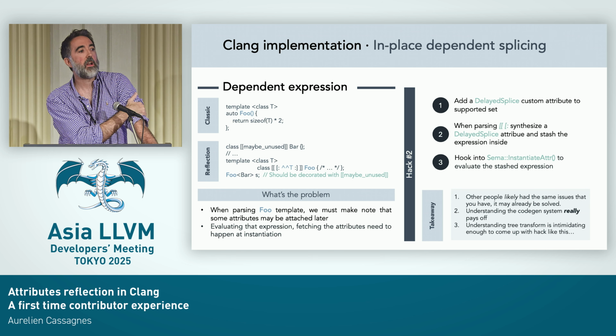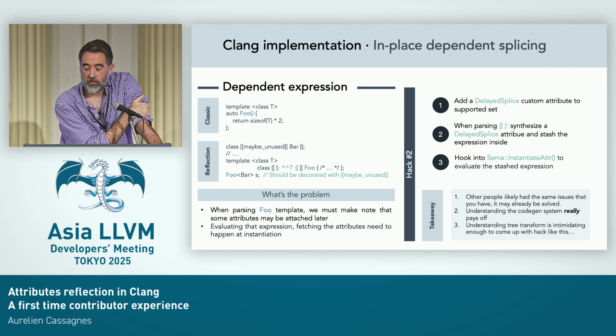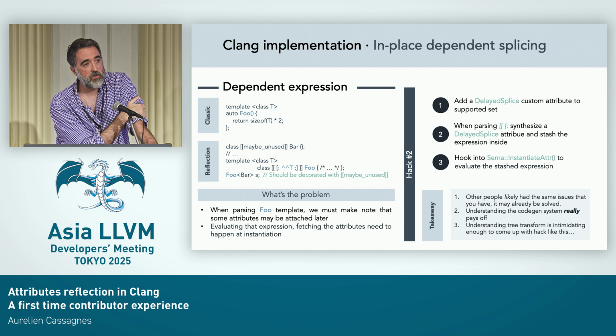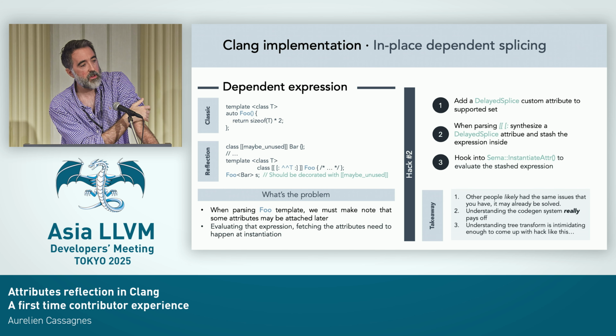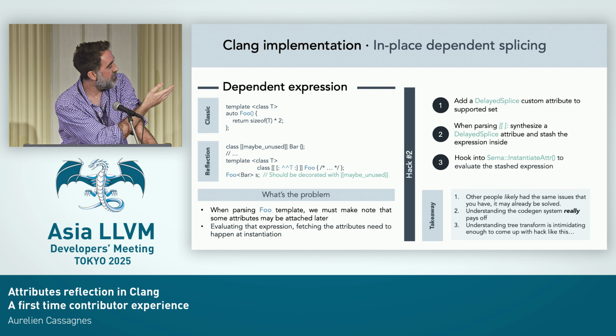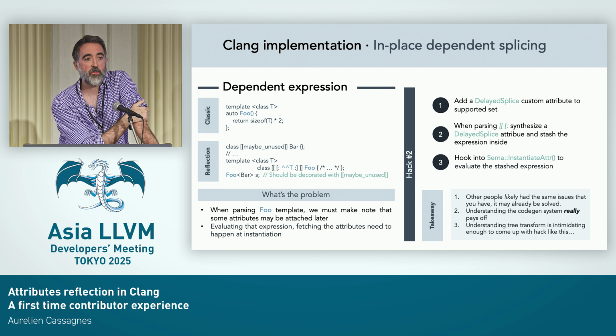So we go back to this file I talked about before, this attr.td file, and we add a custom attribute. That custom attribute takes an expression as an argument. When we parse the template, we synthesize that custom attribute and we stash that unevaluated expression inside it, and we attach that thing to the template in the AST. Later on, hooking into that lovely function, instantiateAttr, you can just look around and see if you find this custom attribute. Then you can get back that argument, evaluate that whole thing, and you know what entity you're looking at for the attributes.